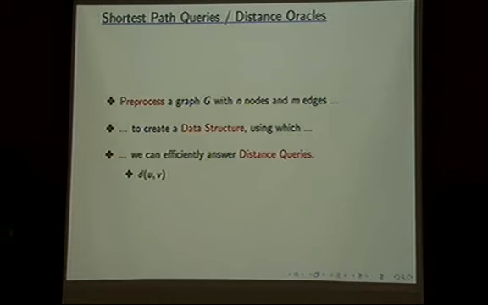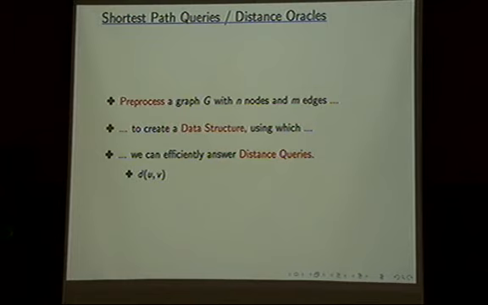So what we want to do is we want to pre-process a graph G or some network, and we will assume that it has n nodes and m edges for the rest of the talk. And we want to create some kind of a data structure using which we can efficiently answer distance queries or shortest path queries. And by distance query, I mean we ask for the distance between a node u and a node v. So this is pre-processing time, and this is the query time. We will distinguish these 2 things.